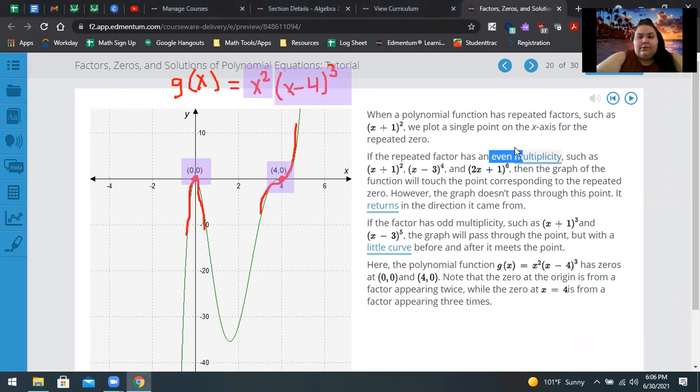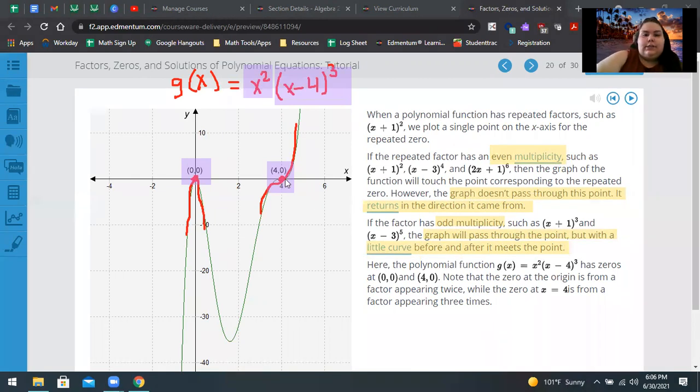Again, if it is even, right? So let me go ahead and highlight what you should take as a note. If it has an even multiplicity, the graph doesn't pass through this point. It returns in the direction it came from, or you can put in parentheses, it bounces away. When the multiplicity is odd, it will pass through the point with a little curve before and after the point. So you can see it kind of curved off to the right, and then down, and if you read it towards the left, it's going to curve off to the left side.